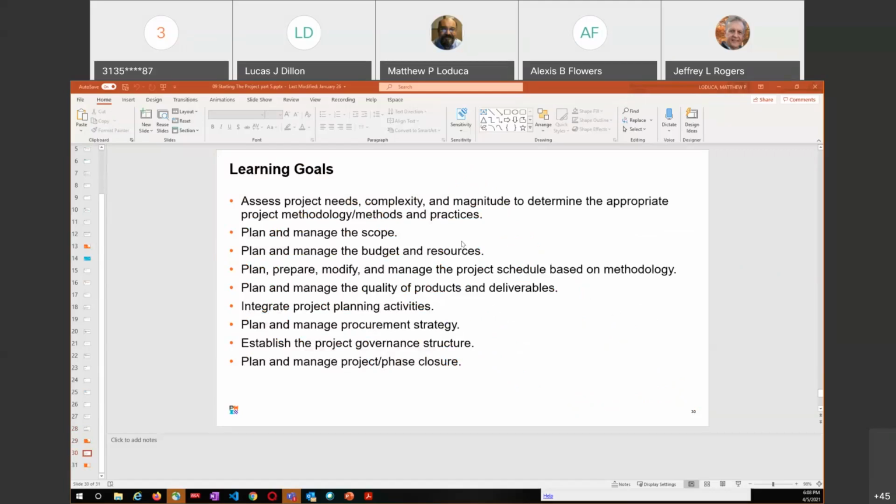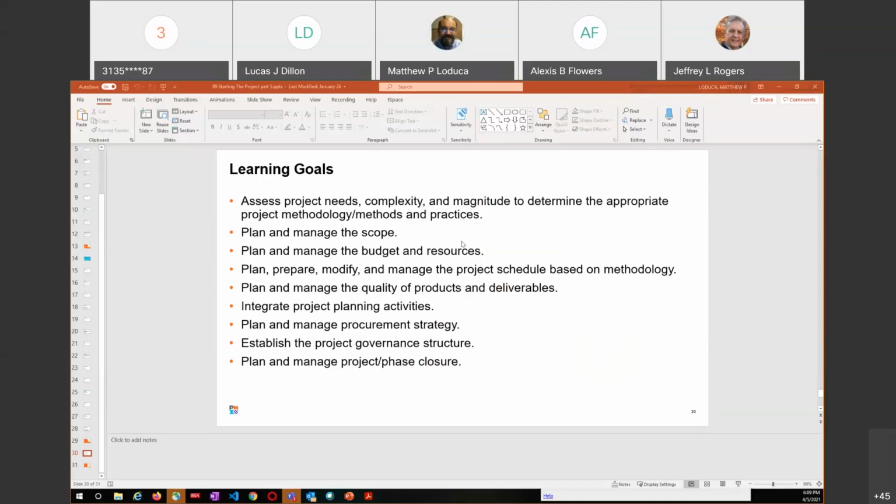Assess the project needs, complexity, magnitude to determine the appropriate project methodology, methods, and practices. You guys should have had all that stuff already. One of the things they didn't really talk about here, I don't see on here, is that whole team building thing. Creating your team and getting that team up to scope. That was also there, and I would remember that even though it's not on this page.